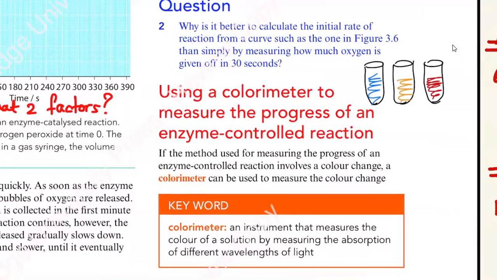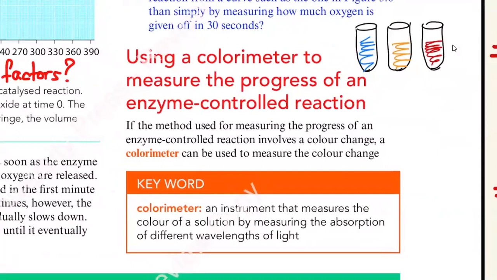Now these are separate colors. Okay, I can measure the rate of a reaction by a colorimeter. How? I will measure the color of a solution by measuring the absorption of different wavelengths of light. This solution, whose color is blue, will allow light to pass through it in a different manner than this solution, whose color is orange. So different wavelengths of light will be absorbed. By measuring the absorption of different wavelengths of light, I can measure the rate of a reaction.